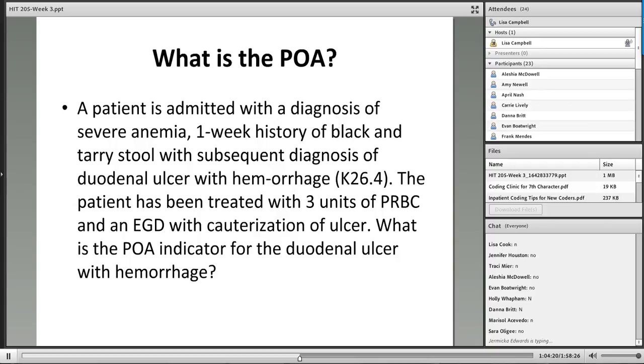A patient is admitted with a diagnosis of severe anemia, 1 week history of black and tarry stool, with subsequent diagnoses of a duodenal ulcer with hemorrhage. The patient has been treated with 3 units of packed red blood cells and an esophageal duodenoscopy with cauterization of ulcer. What is the POA indicator for the duodenal ulcer with hemorrhage?